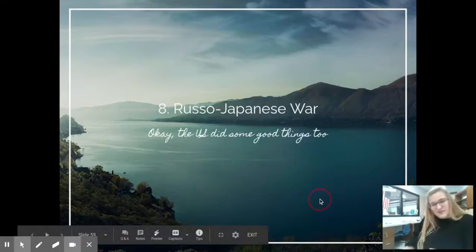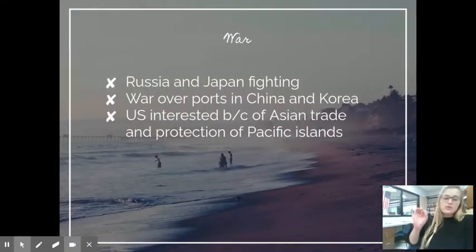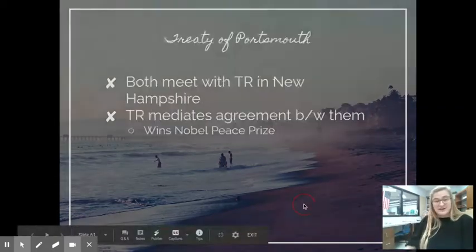We do remedy some issues here. So Russia and Japan are fighting over ports in Manchuria and Korea. Korea is its own country and China is its own country. Manchuria, China. And the U.S. is interested because we're now involved in China. We want to protect some Asian trade and protect our control over Pacific Islands.